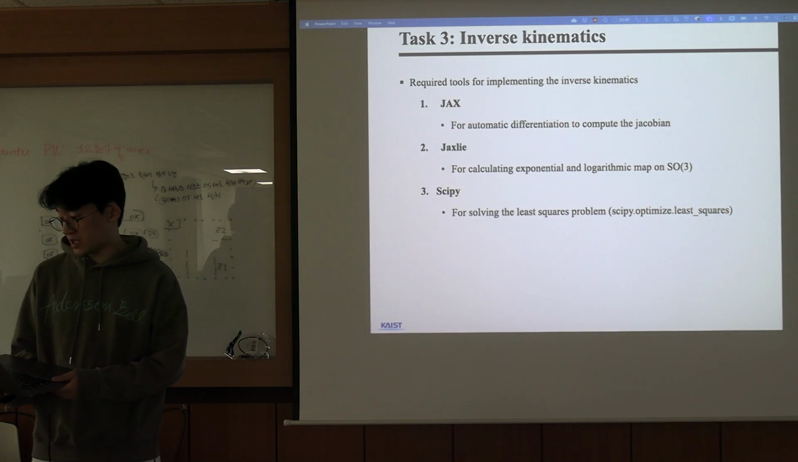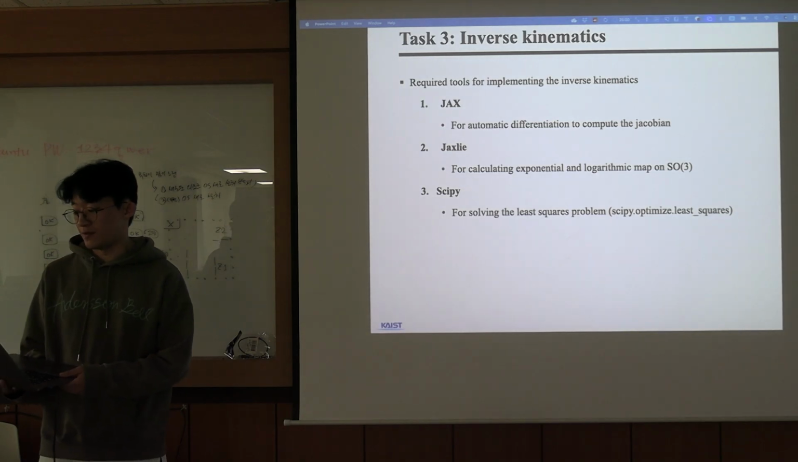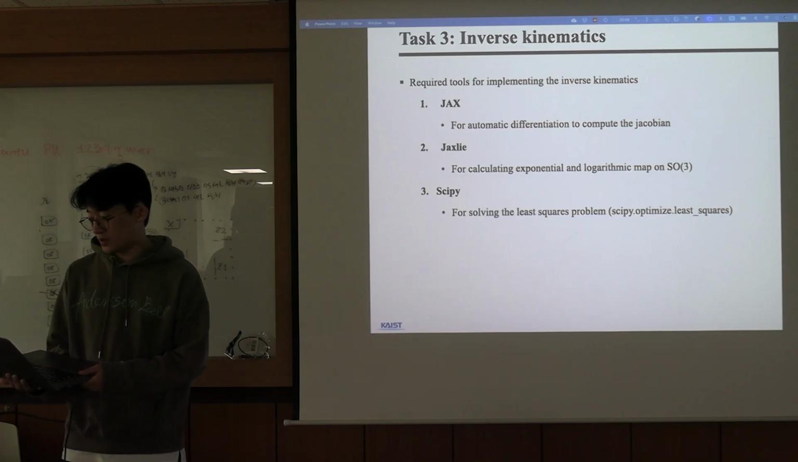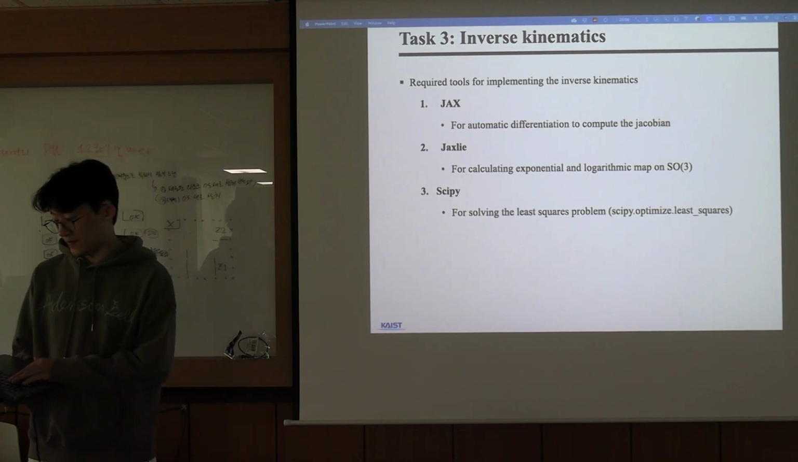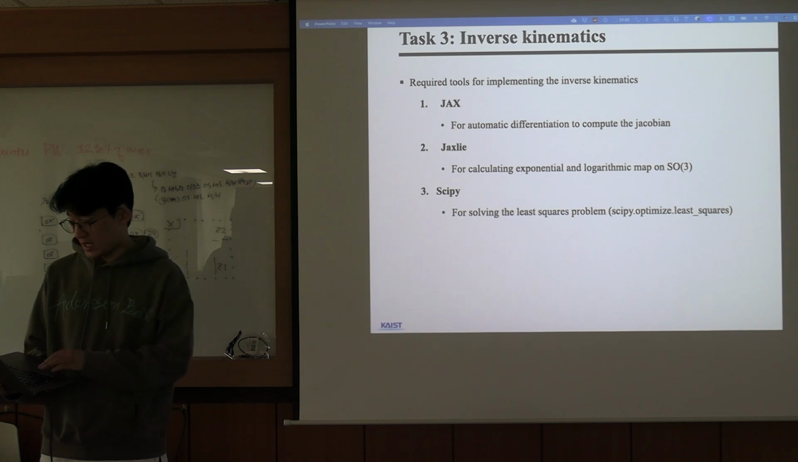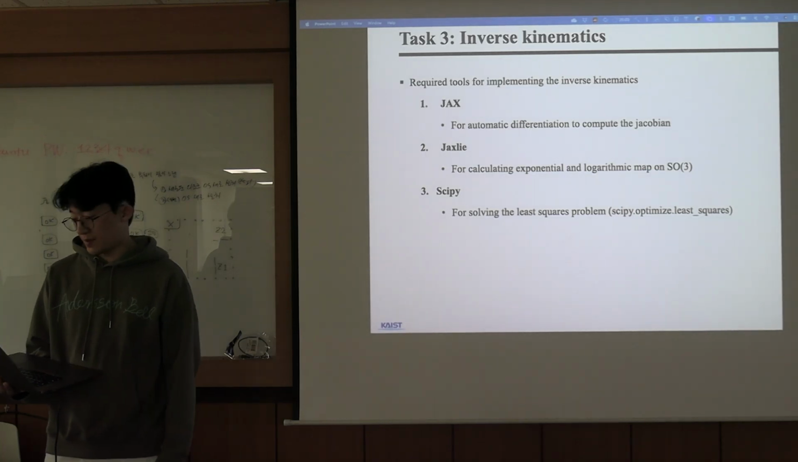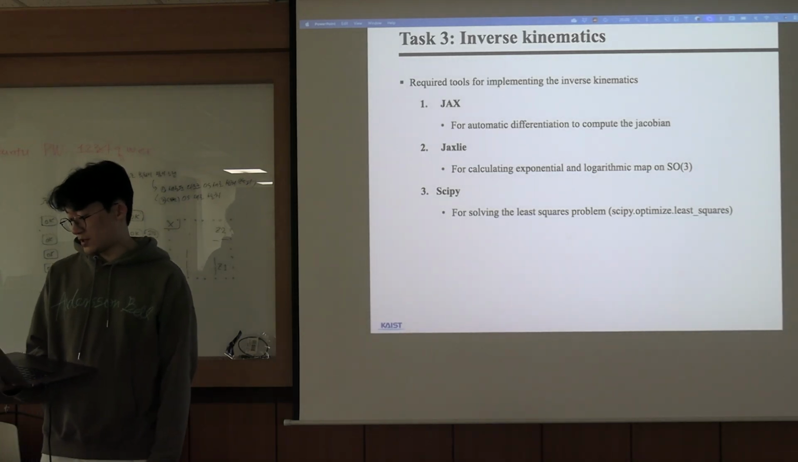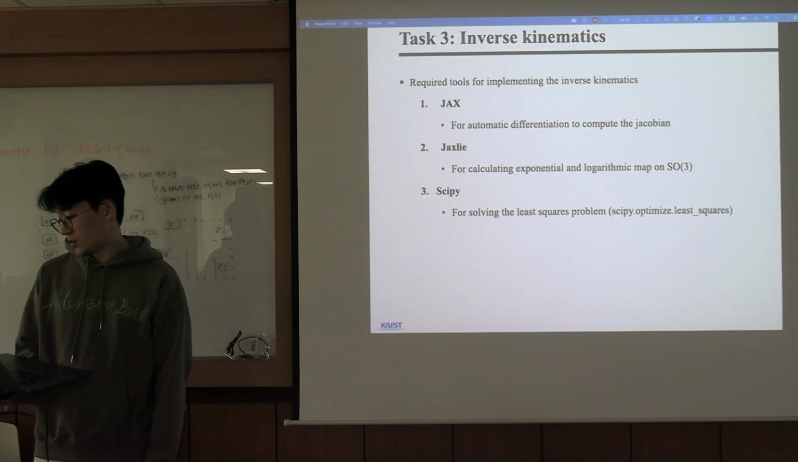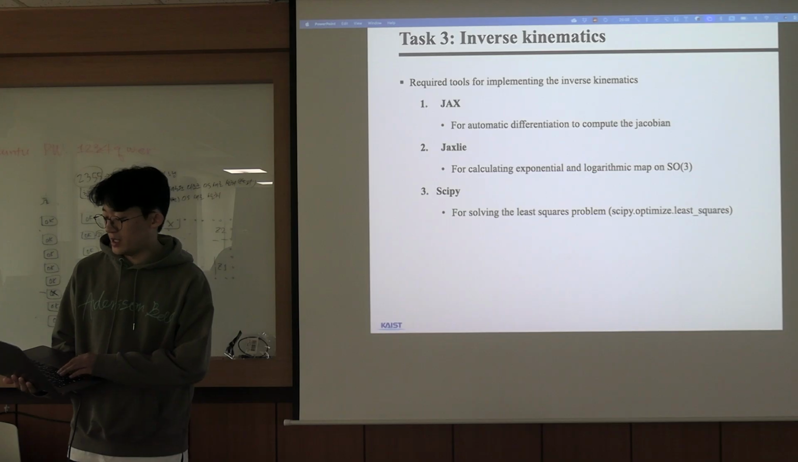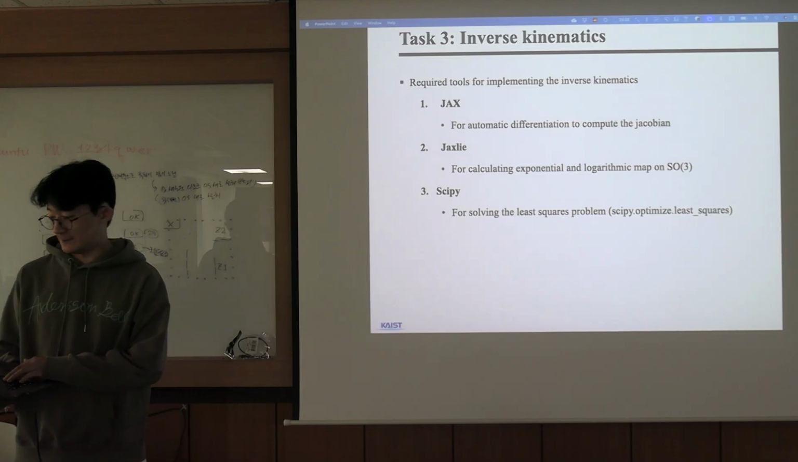To implement inverse kinematics, we will make use of 3 main tools. First, JAX, which provides automatic differentiation. We'll use it to compute the Jacobian efficiently. Second, JAX-Lie, which allows us to calculate exponential and logarithmic maps on SO3. And third, SciPy, specifically its least squares solver, which we'll use to solve the optimization problem. By combining these tools, we can implement our inverse kinematics in a straightforward way.